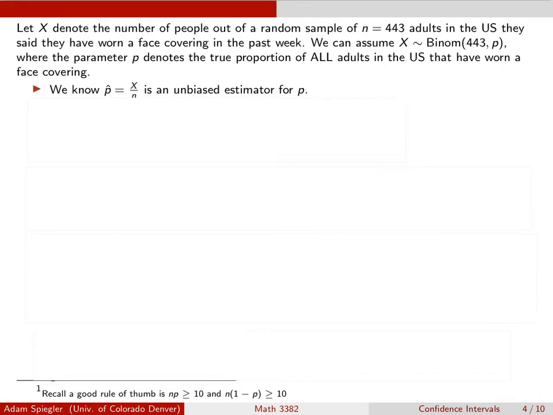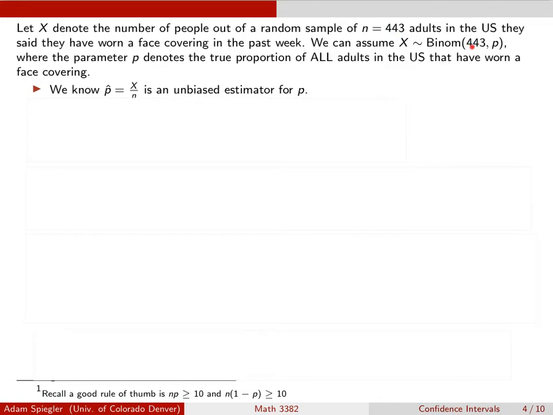So here, let's let random variable x denote the number of people out of a random sample of 443 adults in the US that said they did wear a face covering in the past week. So for the ABC News survey, 443 people said they had left the house in the previous week. And based on that, they then asked these 443 people if they had worn a face mask or not. So that's where this 443 comes from.